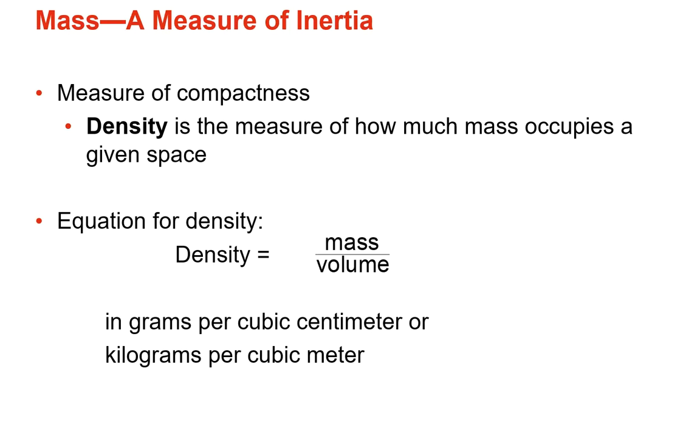Sad truth, fat is less dense than muscle or bone. So somebody with a higher percentage of fat is more likely to float because they have less density. Somebody with less fat, more muscle and bone is more likely to sink because those are more dense. Each one of us has a slightly different density because we're made up of different amounts of different types of materials. So if you take your total mass divided by your total volume, you get your total density.